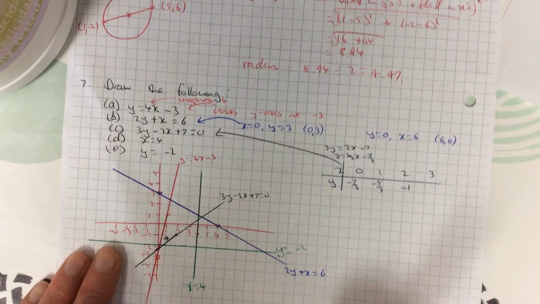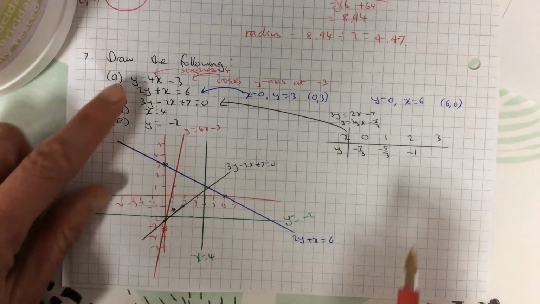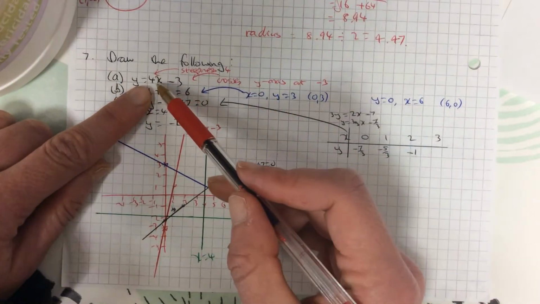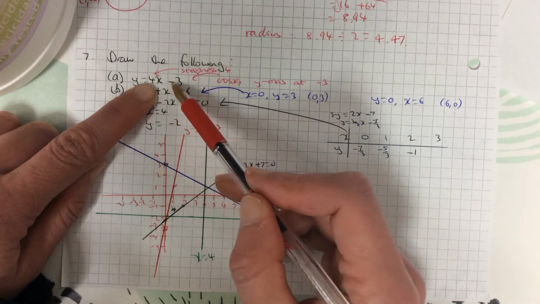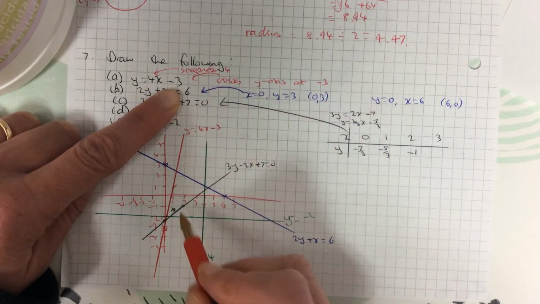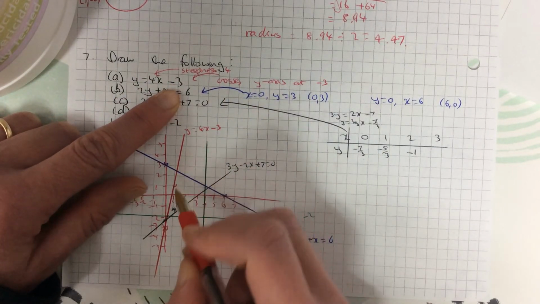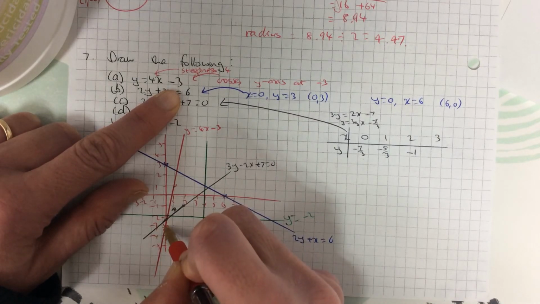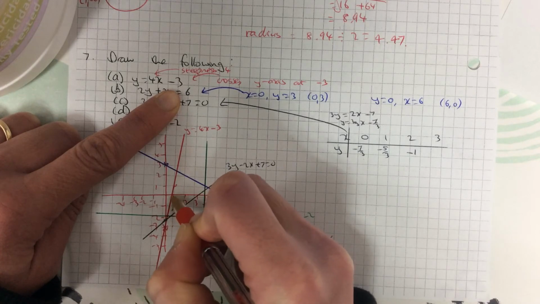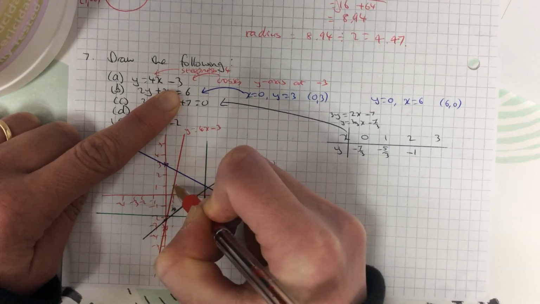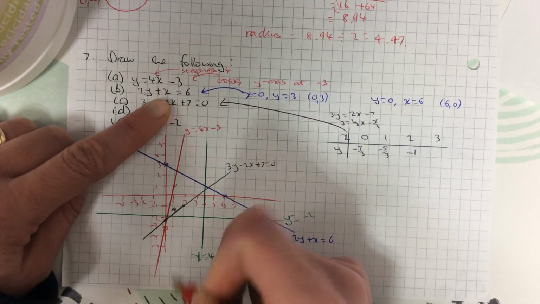Now, for number 7, we're drawing 5 different graphs. For the first one, I've done in black. The steepness is 4, that's the gradient, and it crosses the y-axis at minus 3. So it's the red line. So go down to minus 3 on the y-axis, put a little x there. If you go across one box, you go up 4. That gets you the next point, just join them up.